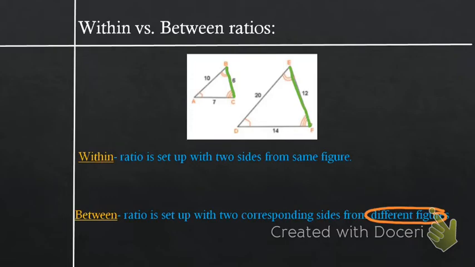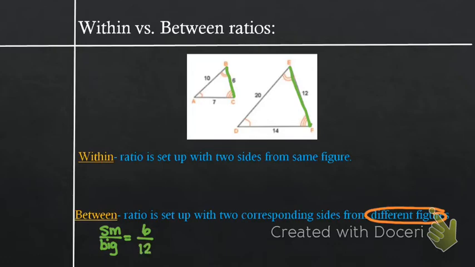So I'm going to set up small triangle to my big triangle. If you do big in your numerator, that's fine. Just make sure you keep it the same. From my small triangle, our length is 6. From my big triangle, our length is 12.